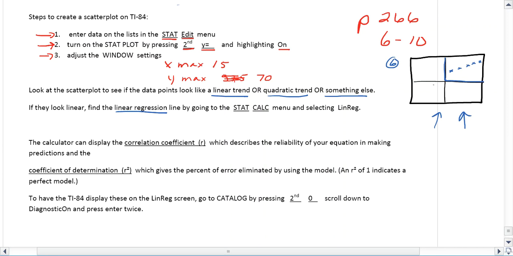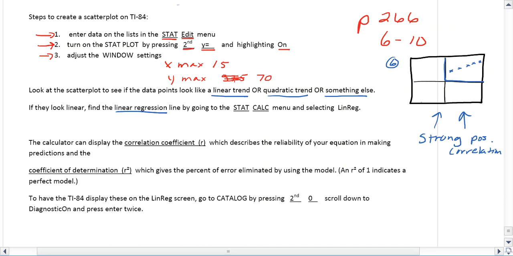It is definitely linear, and also for number 6, we would say that this has a very strong positive correlation because they look like they're almost lined up perfectly. I can't really tell, so we put our line on there. But then that's number 6.